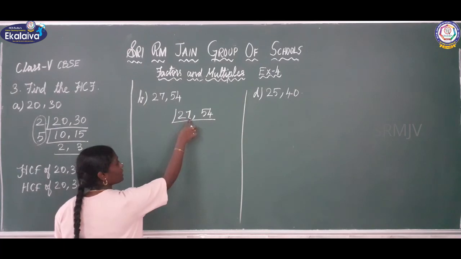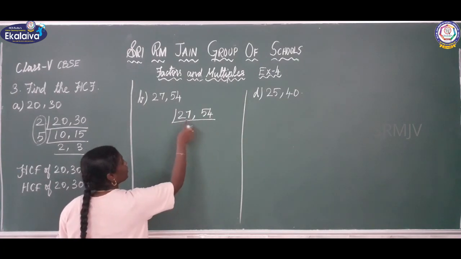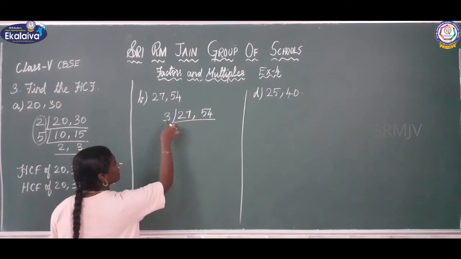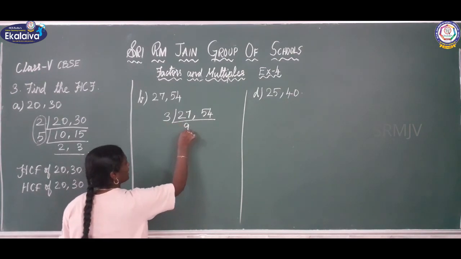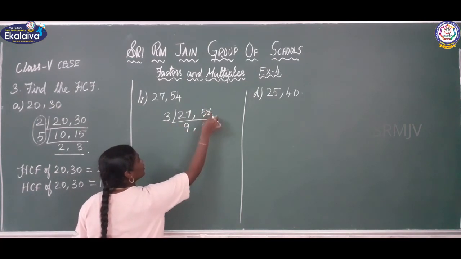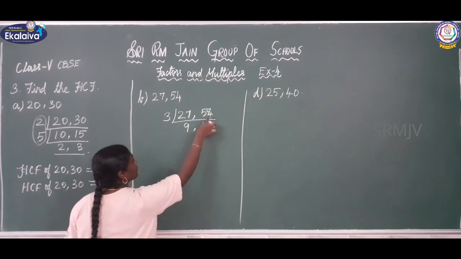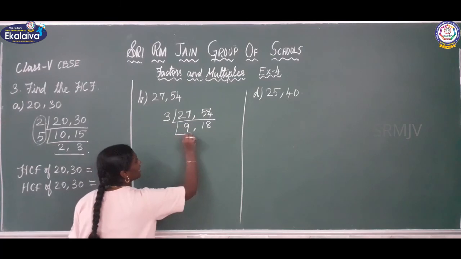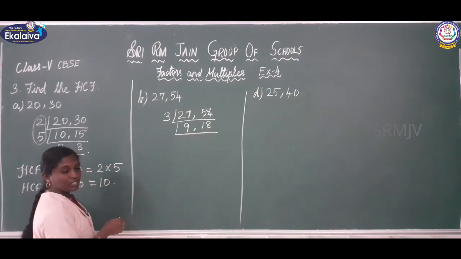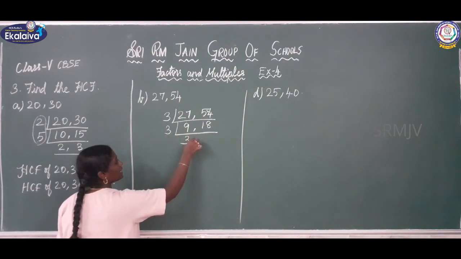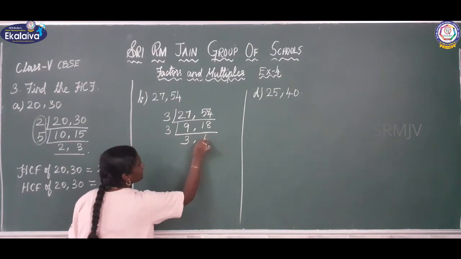Okay, here 27 is an odd number. So 2 is not a factor for these two numbers. Then we can take 3, the prime number 3. Here 27 divided by 3, that is 9. Okay, here in 5, 1 time 3, remainder 2, in 24, 8 times. So 54 divided by 3, that is 18. Here now we got 9 and 18. Again both the numbers are divisible by 3. So 9 divided by 3, that is 3, and 18 divided by 3, that is 6.